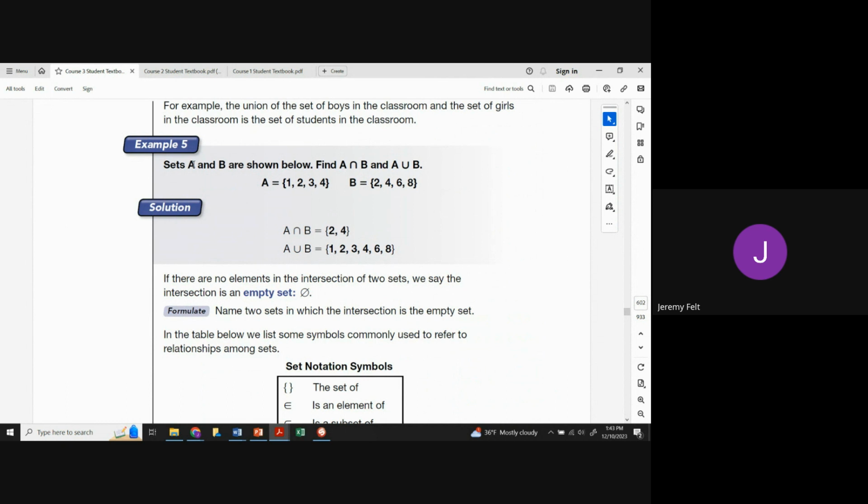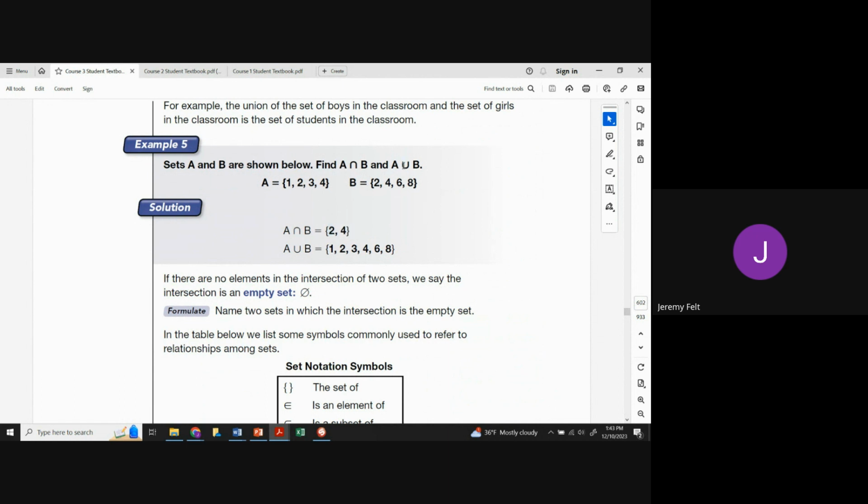So sets A and B are shown below. Find A intersection B, because N. Well, 1, we don't have 1. 2, we do have 2, so 2 would be one of them. 3, no. 4, okay, we do have 4. So 2 and 4 are the intersection, the only ones that they have in common.